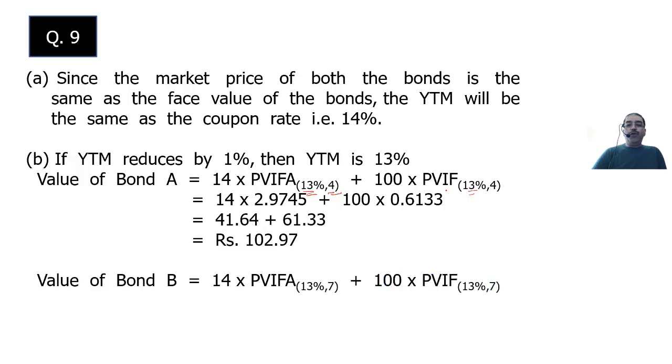Value of bond B, 14 rupees. Interest rate does not change. 14 rupees into annuity factor at 13% YTM for 7 years. And second one, redemption value 100 rupees face value into PVF at 13% for 7 years. Now you calculate without me showing you.